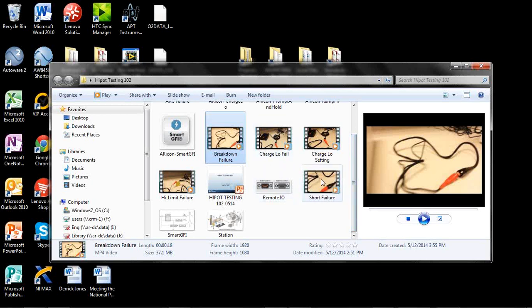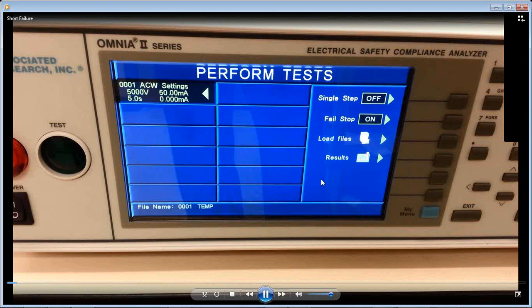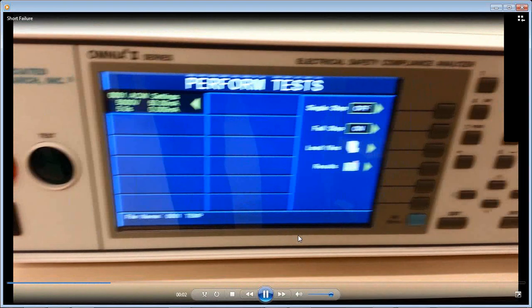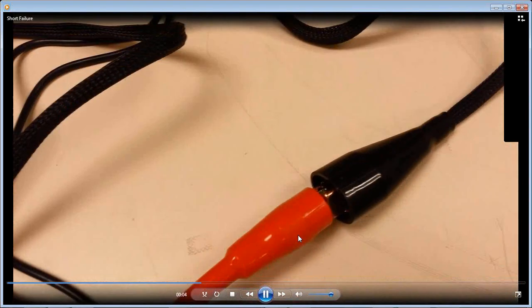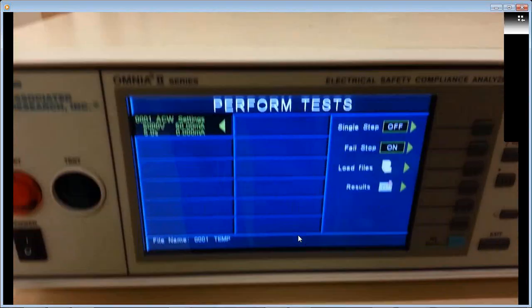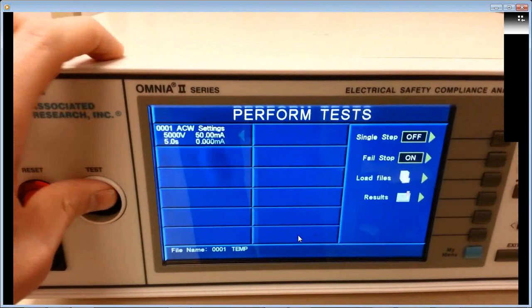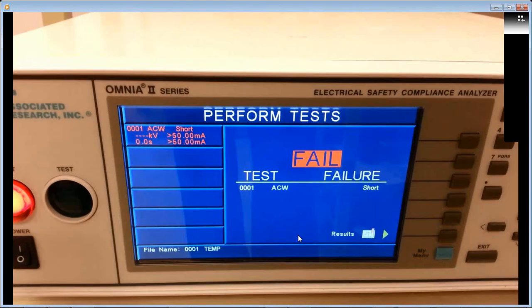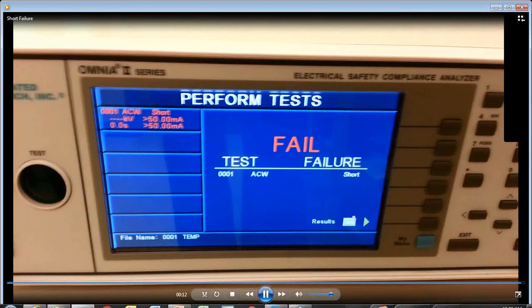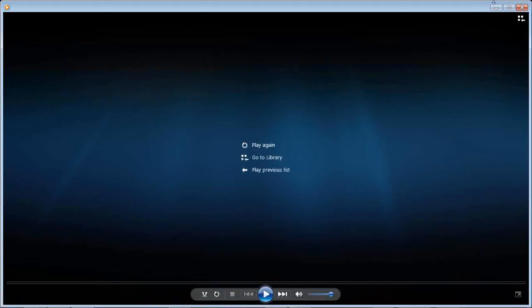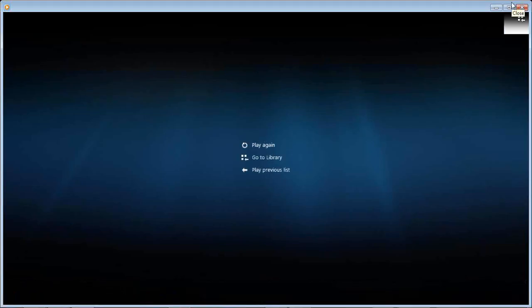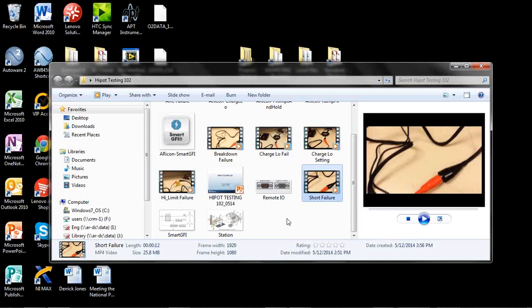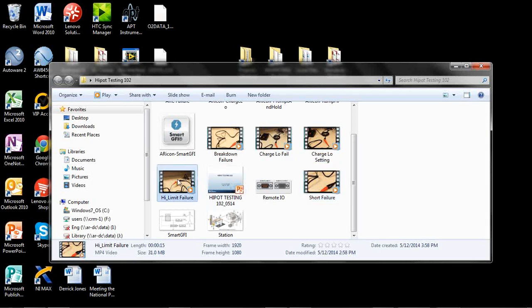Now, I want to compare that with what I would call a short failure. They're not the same thing. So again, I have the same test here, but as you can see, I just directly clip the leads together. And boom, right away, it gives a short failure. You can see it on the screen there. It says short, and the unit knows the difference because it didn't see that high frequency noise that you would expect to see with a breakdown. It literally just saw a direct short between the high voltage and the return lead, so it knows the difference.